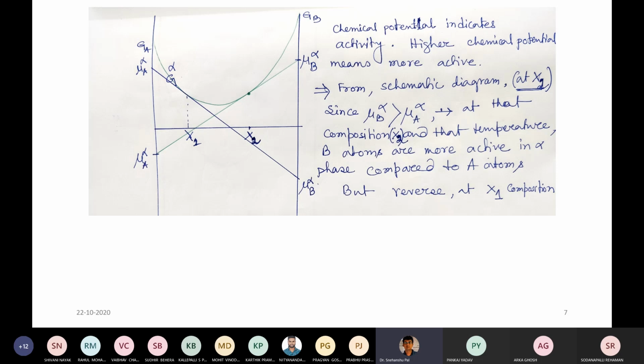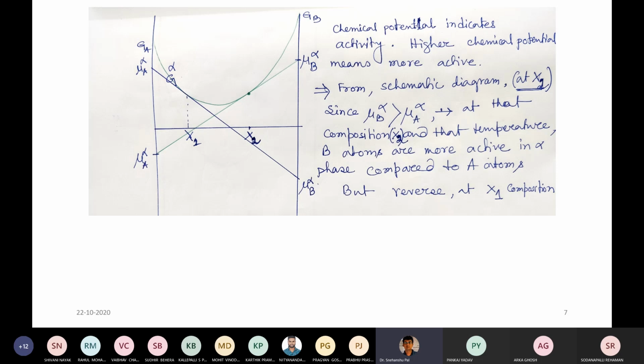If you take X2 as the mole fraction of B, at that particular composition you get this point. Now you have to draw a tangent, and that tangent cuts the pure A line and the pure B line. Where it cuts the pure A line, that point represents mu A alpha, the chemical potential of A in the alpha phase. The subscript always tells the element, and the superscript always tells the phase. This is the usual convention.